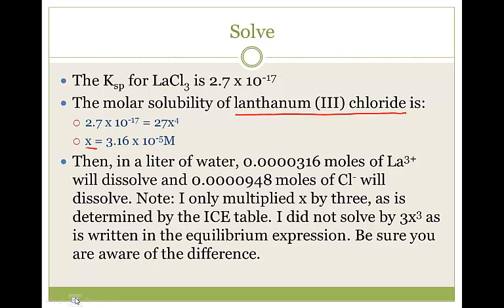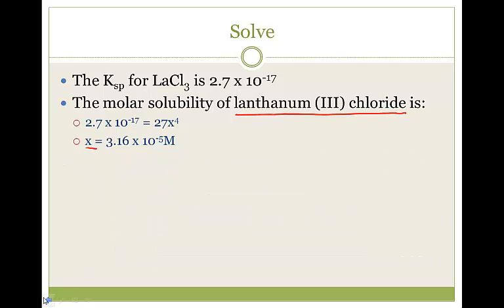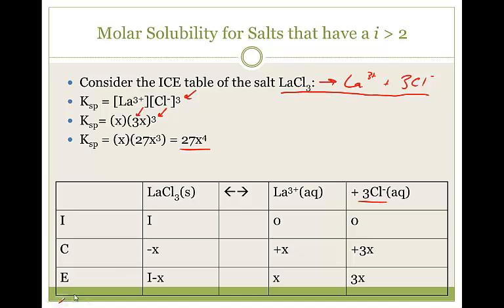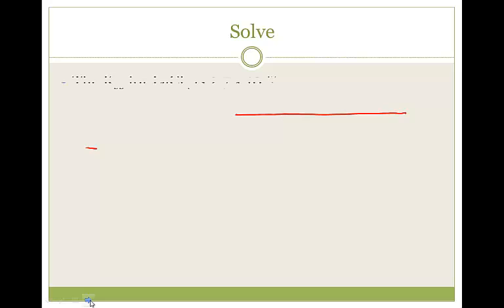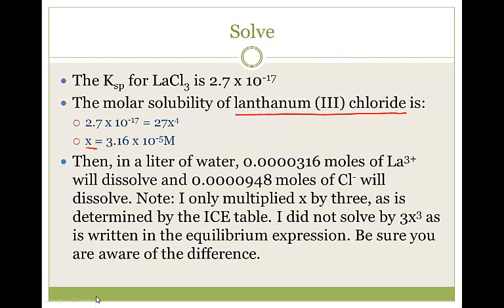So if in this case they ask for the solubility of the chloride ion, we have to go back here and check what the value of the chloride ion is. That is 3x. So what we'll do is multiply the value of x times 3 to find the solubility of the lanthanum, or I'm sorry, the chloride ion.